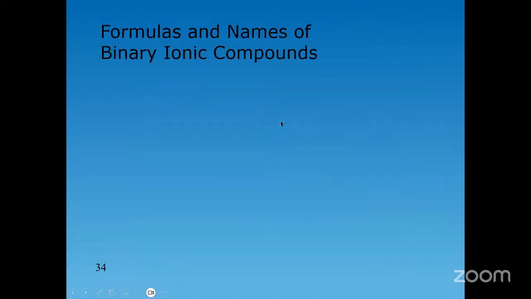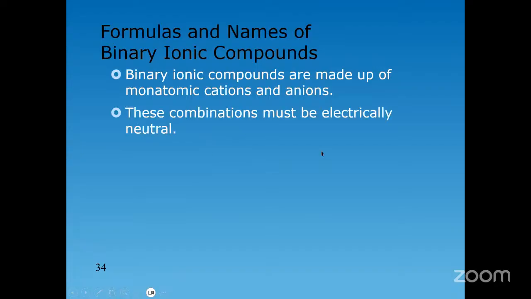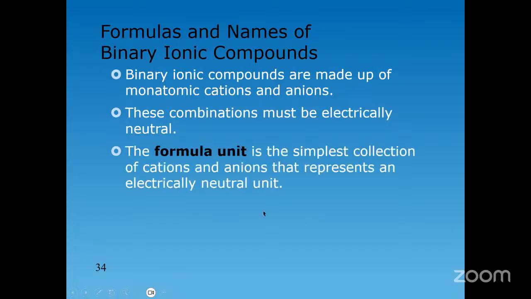Now, let's talk about naming binary ionic compounds, right? So 2 elements, but in this case, one is a metal and the other one is a non-metal, right? And basically the way we name them first is that, hold on, let me see what we have here.